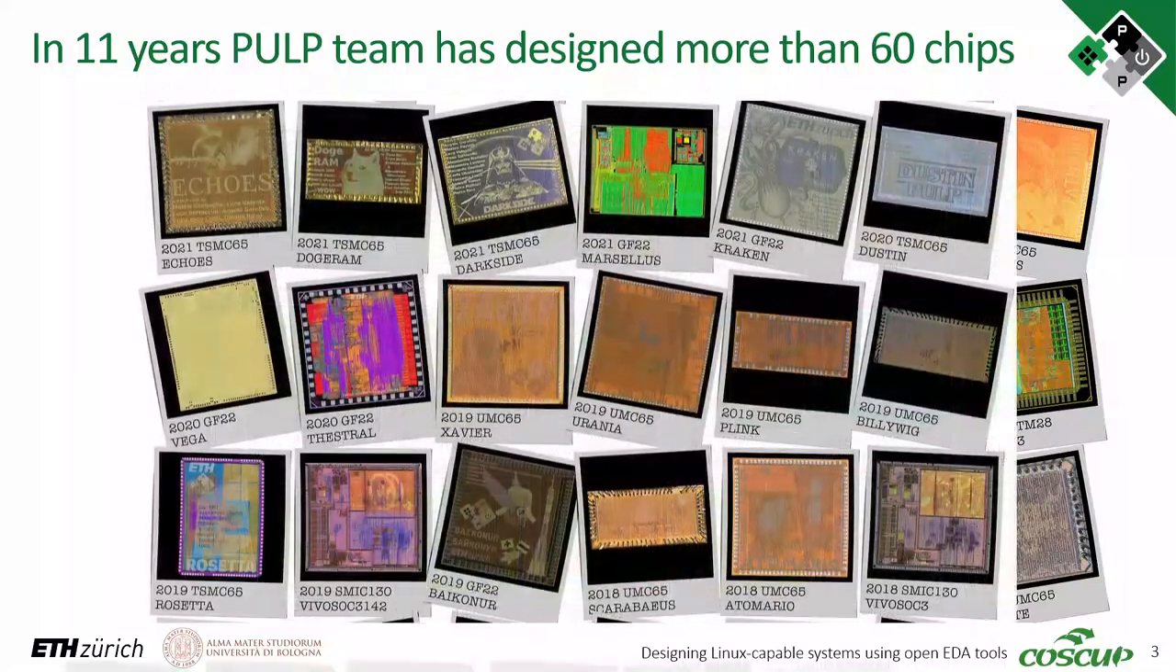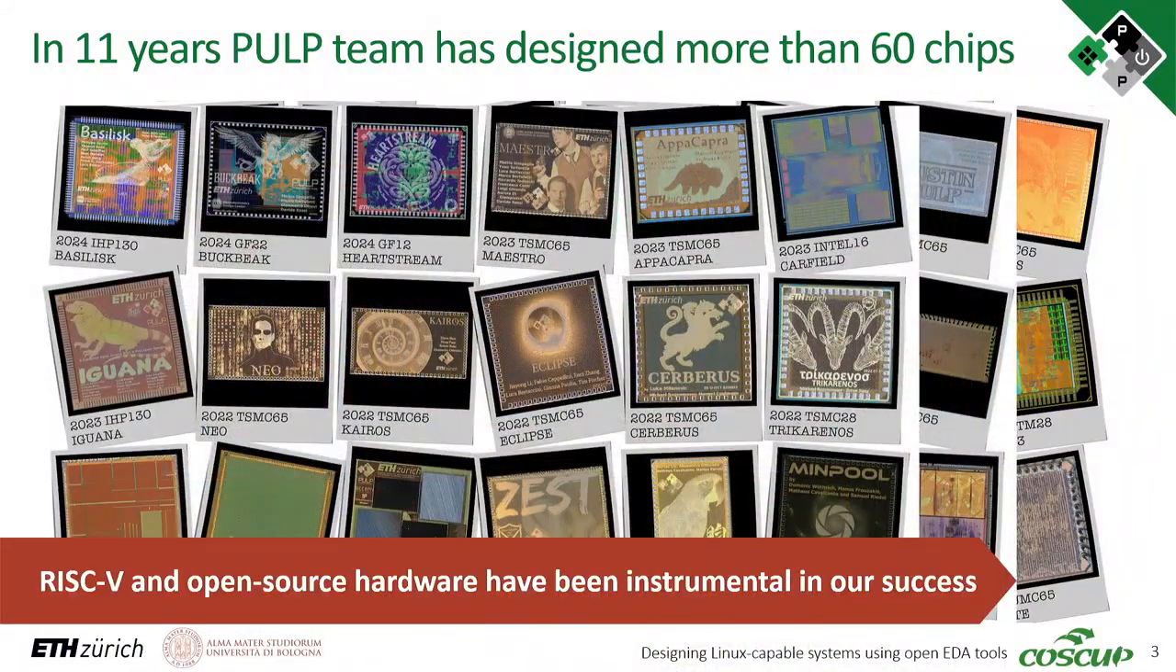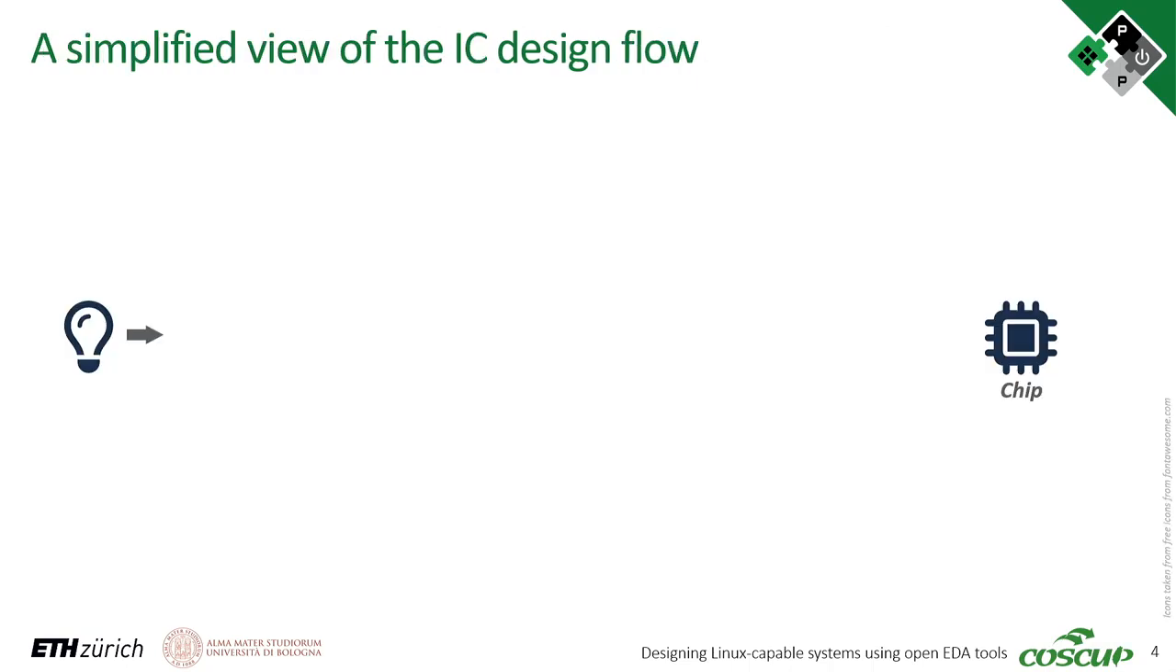And as you can see, this isn't even the only design we have. We have more than 60 chips. I think by now it's like 70 or something. And we continuously produce more. And the key to this success, to being able to tape out this many chips, is to leverage open source.